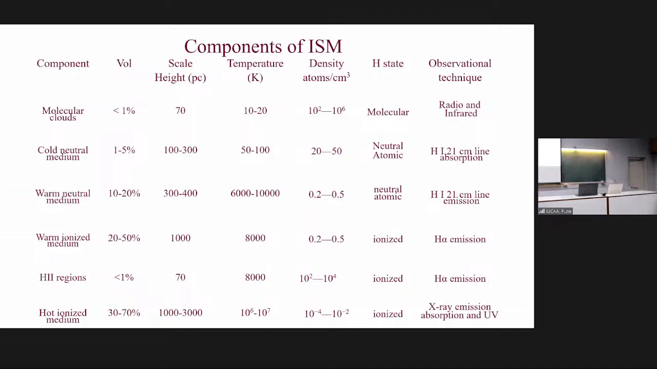So once we know that the ISM exists, now we can define what phases and how many divisions we can make in the interstellar medium. These are the components: molecular clouds, cold neutral medium, warm neutral medium, warm ionized medium, H II regions, and hot ionized medium. So molecular clouds are dense clouds where molecules can survive.